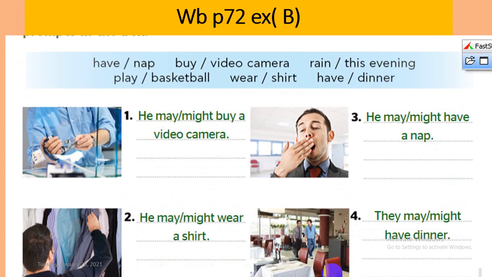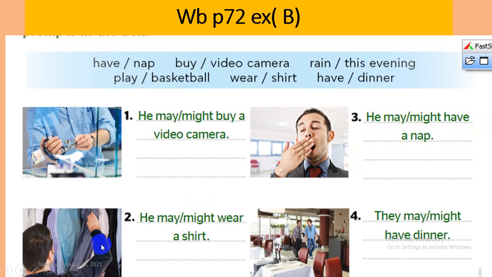Okay, back again. Here is the answer. Did you do it right? Hope so. Have a look. He may or might buy a video camera. That's right. You have here the vocab. You are going to use the suitable modal verb. He may or might have a nap.